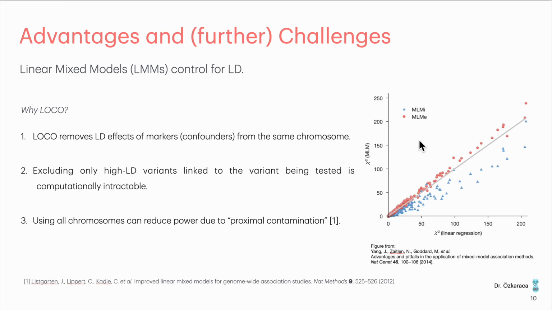They showed that if you use all chromosomes, that would reduce the power, and they defined a term for that, which is proximal contamination. It basically says that when you use all chromosomes to calculate your GRM, you are also using the variant that you want to test for association. So you are using that variant twice in your model, which is why they defined the term contamination.